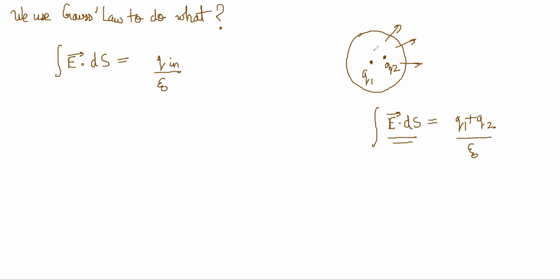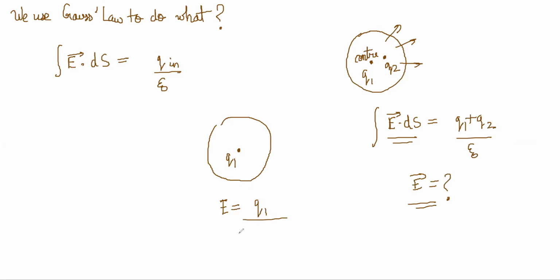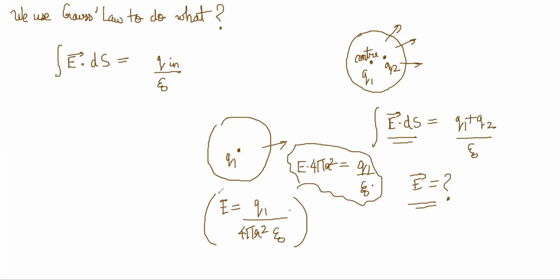Can you tell me why? Suppose Q1 was at the center and Q2 was off center. We'll not be able to find E from here. If it was just one charge at the center, I would have been able to find E. E would have been Q1 by 4 pi r square E naught. How did I do that? I did E into 4 pi r square is equal to Q1 by E naught, and then I wrote the E value.